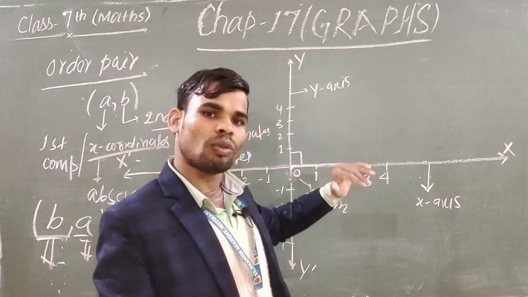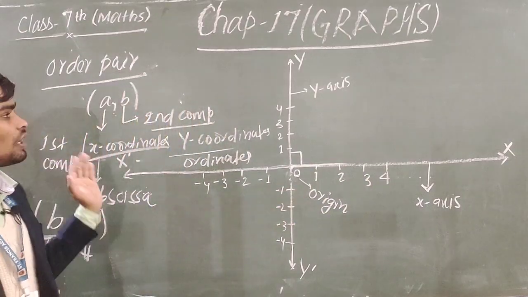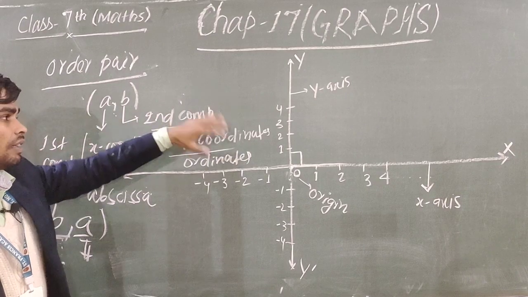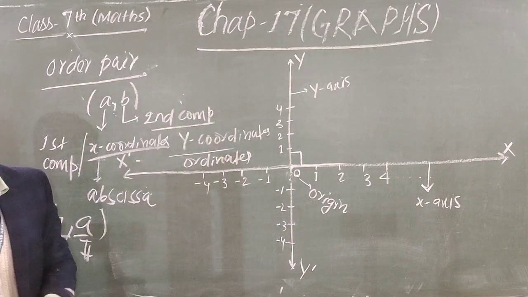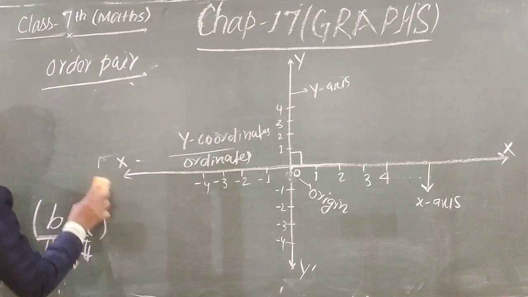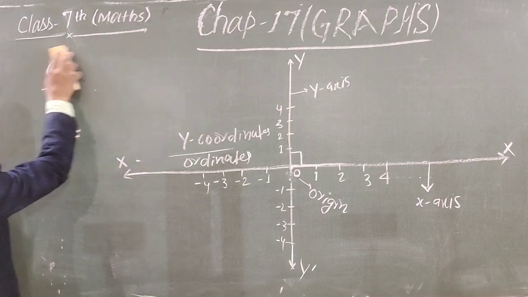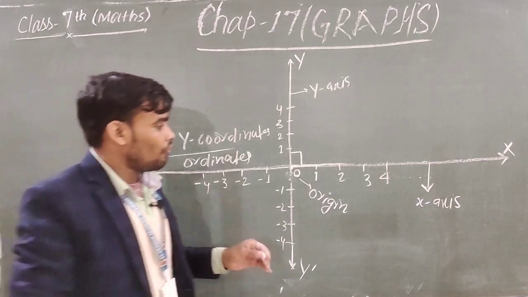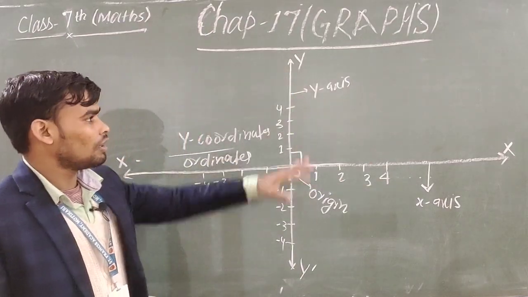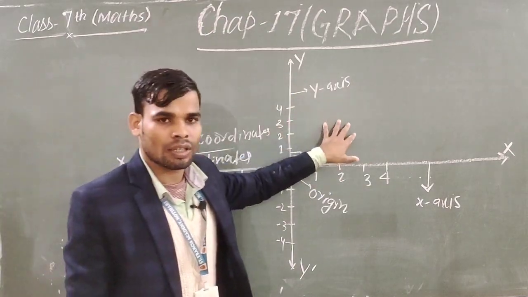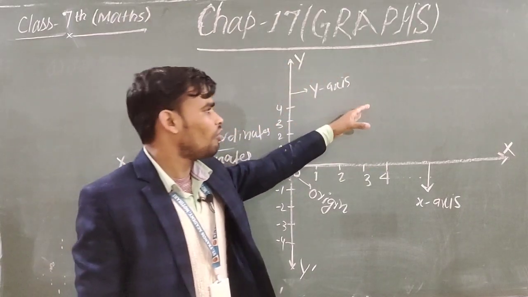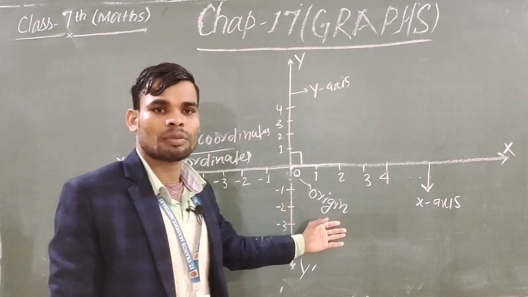I think you are able to understand about the ordered pair. But how to represent an ordered pair in the Cartesian plane, we have to understand. Let me clear one more thing. As we have taken this board as a plane, and we have taken two number lines, a horizontal number line and a vertical number line, you see this plane is now divided into 4 parts: first part, second, third, fourth part.